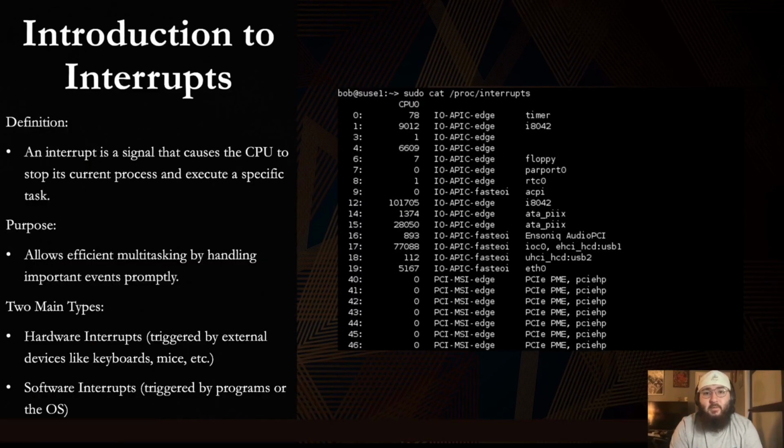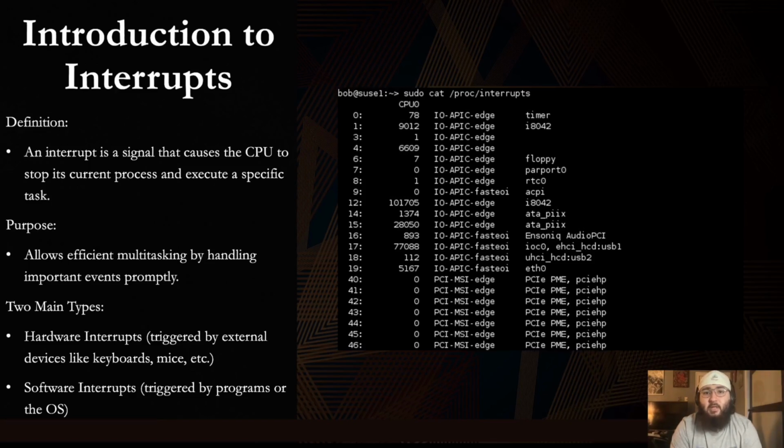First, what is an interrupt? An interrupt is a signal that tells the CPU to pause what it's doing and handle something important. Think of it like getting a phone call while you're watching a movie. You pause the movie, answer the call, and return to your movie. The CPU does the same but with interrupts. There are two main types: hardware interrupts and software interrupts.